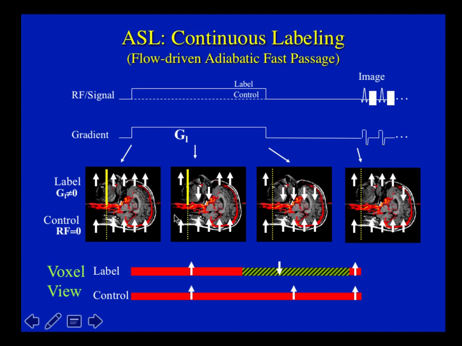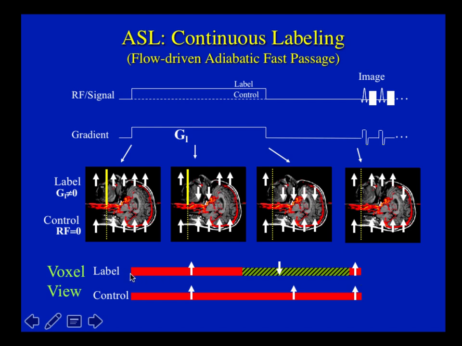So that's the labeling condition. The control condition is to actually turn the radio frequency pulse off and do the same experiment. Because the radio frequency pulse is off in the control condition, we are not defining a tagging plane. In this case, blood remains unaffected throughout the experiment.